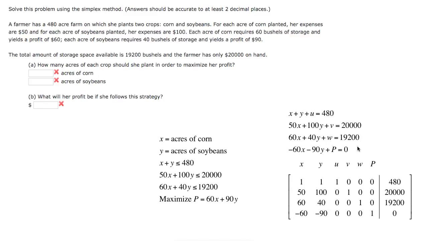Put that together with the profit function, and these are the equations that go into the initial simplex tableau. So make absolutely certain that you understand how to get from the original word problem to this initial simplex tableau. We're now going to go to the tableau and do the row operations to find the optimal solution.